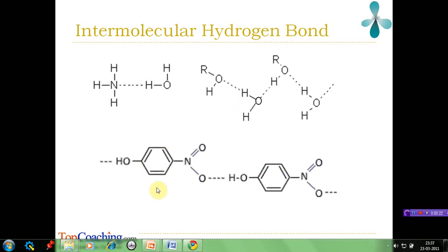This diagram shows intermolecular hydrogen bonding in para-nitrophenol. This is the reason why the para isomer of nitrophenol has higher melting point and low volatility as compared to ortho-nitrophenol, which shows intramolecular hydrogen bonding.